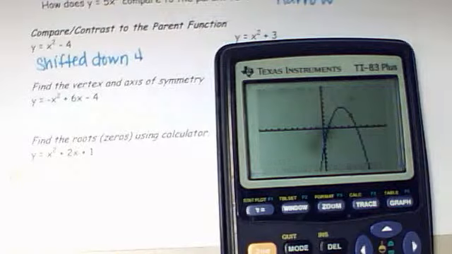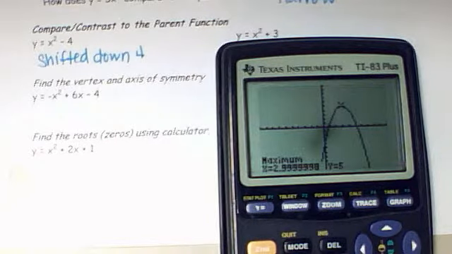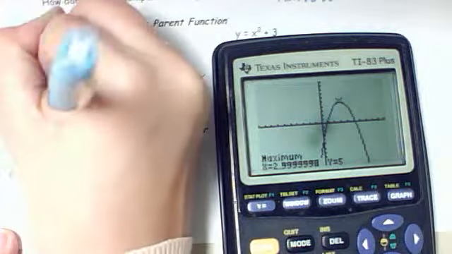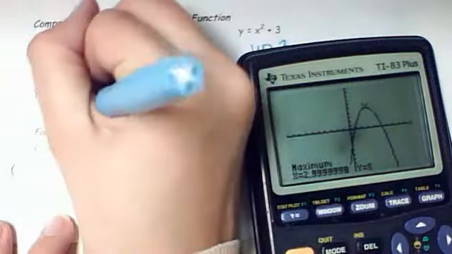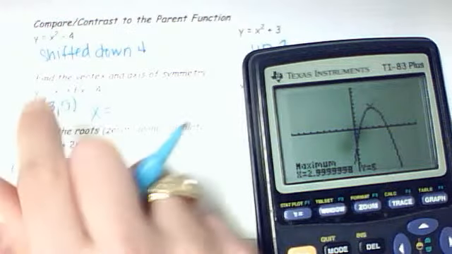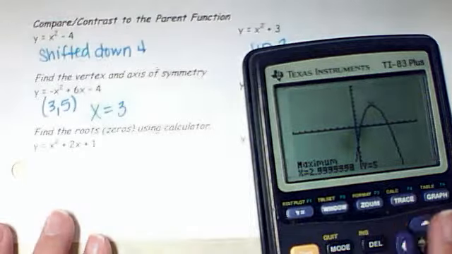And then it says guess. I'm just going to hit enter one more time. And it'll show me that my maximum is 2.999, which is basically 3. Since that's my maximum, my vertex is x equals, and then you just write what x does equal, and that's x equals 3. That's our axis of symmetry.